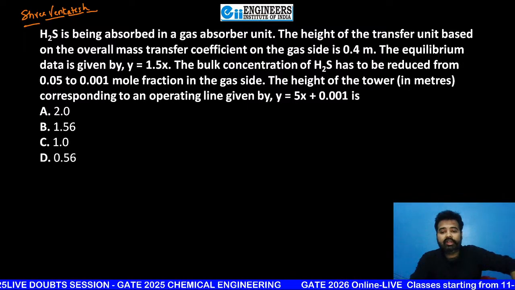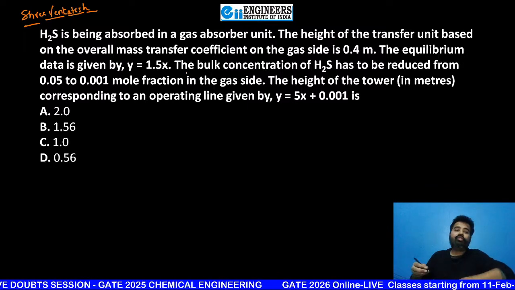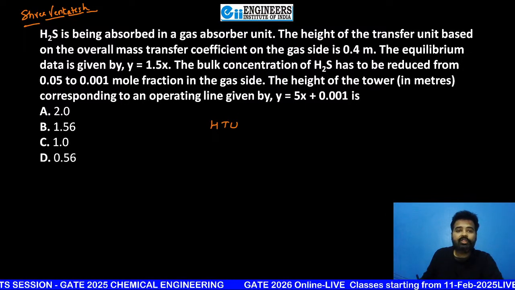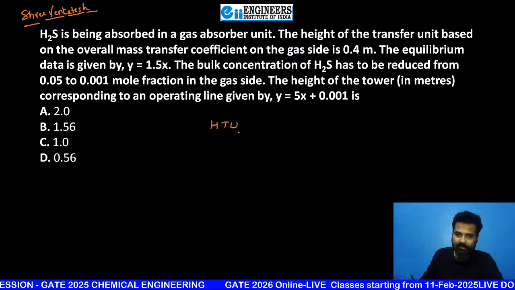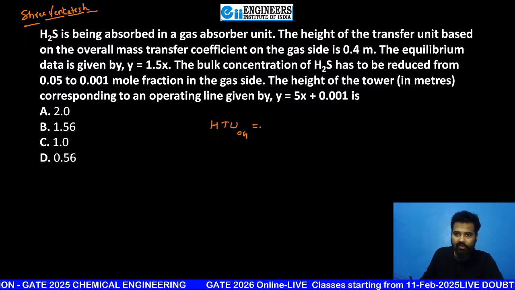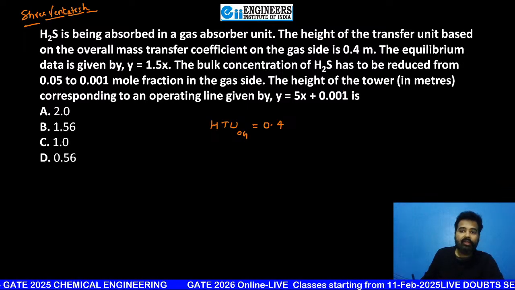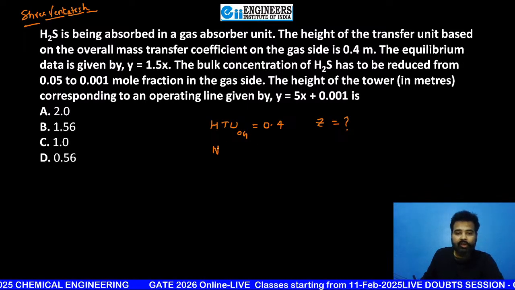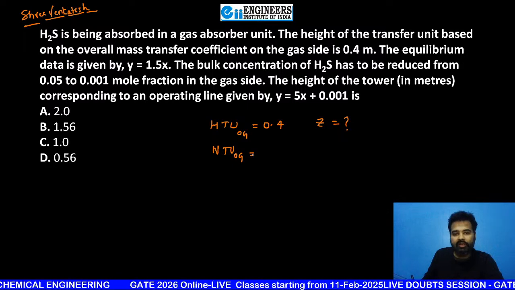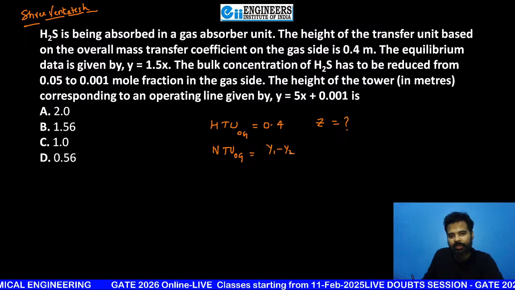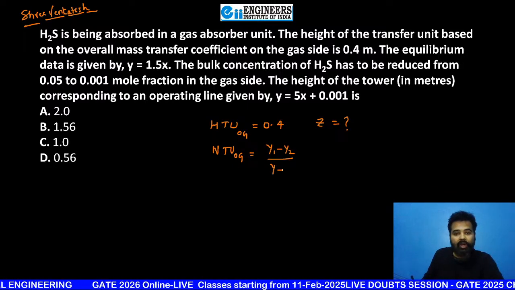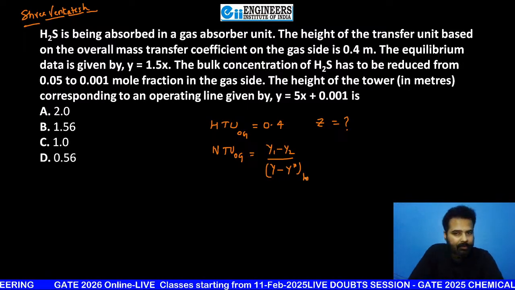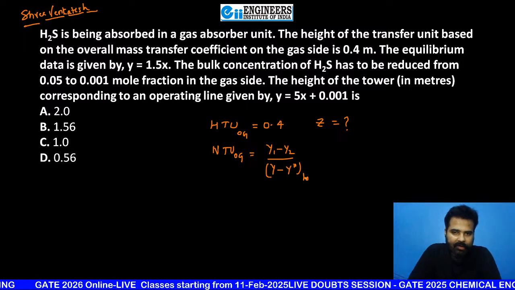Actually, in this question, they have given the height of transfer unit. See, HTU is given, HTU based upon the overall mass transfer coefficient on the gas side. That means HOG is 0.4. Okay. The height of the tower, they are asking about, Z. So for Z, you need the value of NTU OG. And as I just told you, beta, this is nothing but (y1 minus y2) upon the log mean of (y minus y star). You can use this method and it will give you the answer directly.